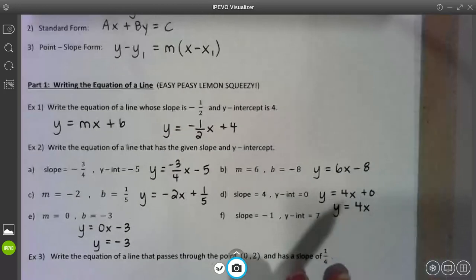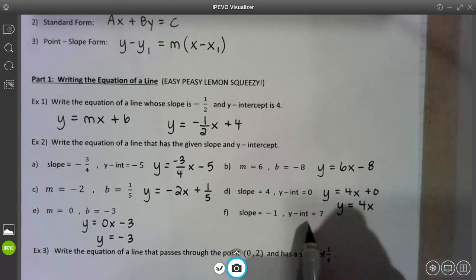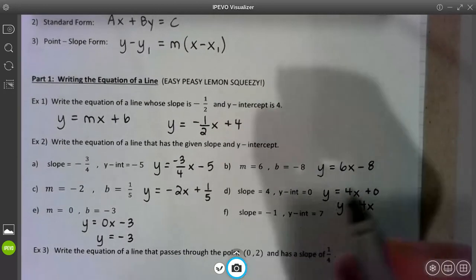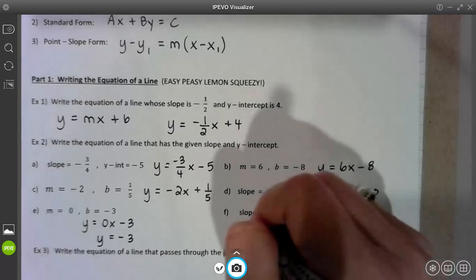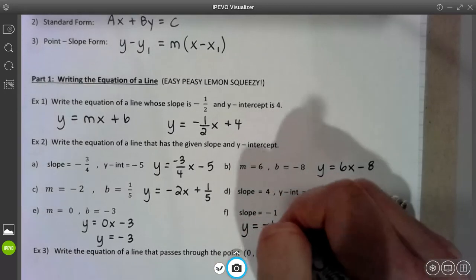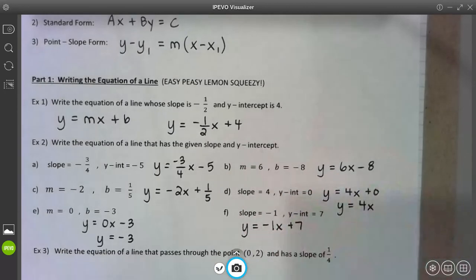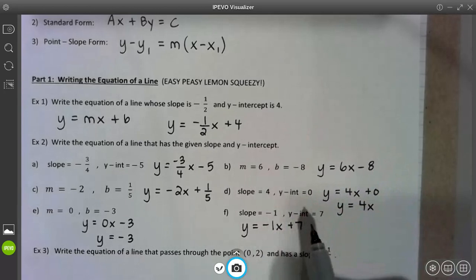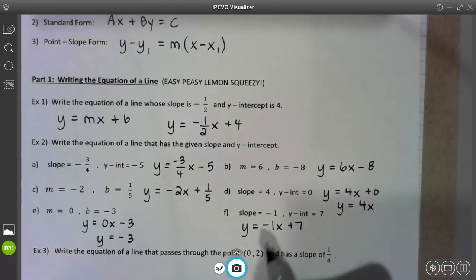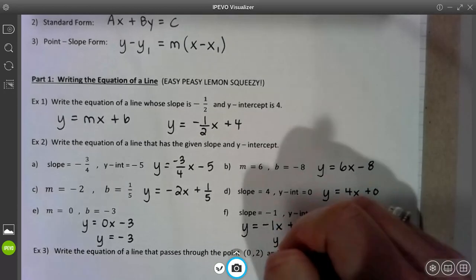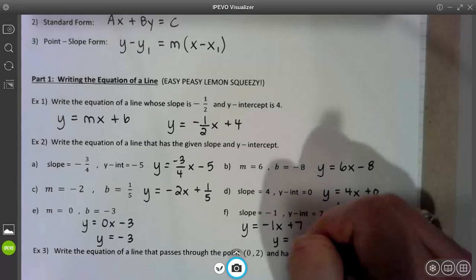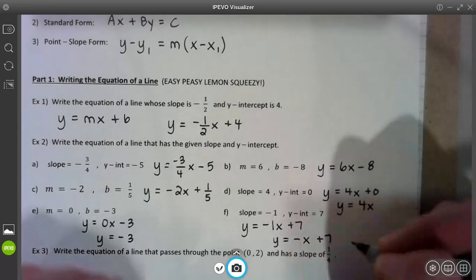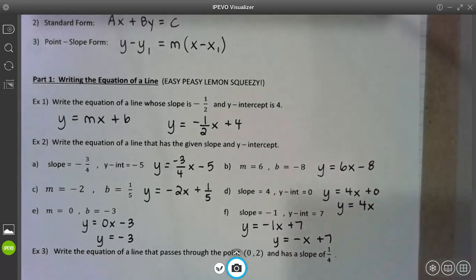All right, last one. You have a slope of negative 1 and a y-intercept of 7, right? Pop them in for m and b. Y equals negative 1 times x and then plus 7. This is not wrong. Math books don't tend to put ones in front of x's, so most likely they're just looking for y equals negative x plus 7, and they let that 1 be assumed. Either way is 100% correct.